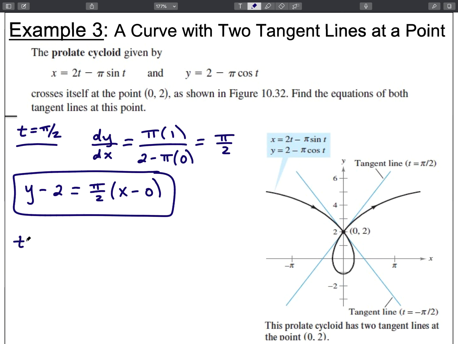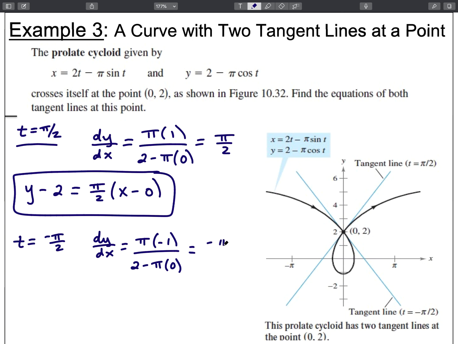I should also do this for 3 pi over 2, which you could write as negative pi over 2 as well. So I'm just going to write it as negative pi over 2. If we find the slope there, we know that we're going to have pi, and then what about sine at negative pi over 2? That's going to be negative 1, all over 2 minus pi. Cosine at negative pi over 2 is also going to be 0.